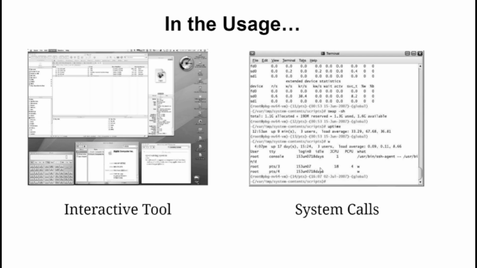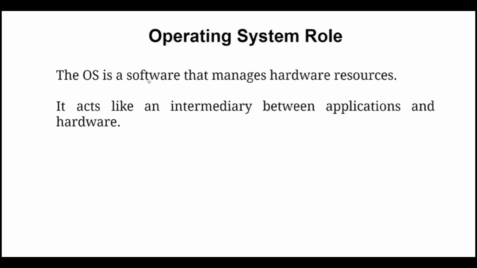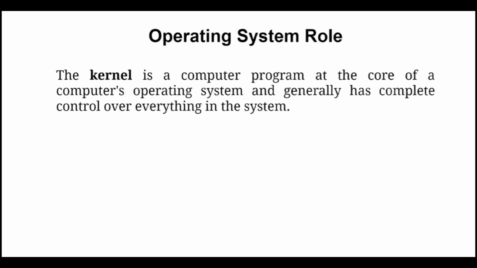The operating system is a software that manages hardware resources, so that it acts like an intermediary between applications and hardware. In any operating system, we have the kernel. This is a computer program that is the main core of a computer's operating system, and generally has complete control over everything in this system.